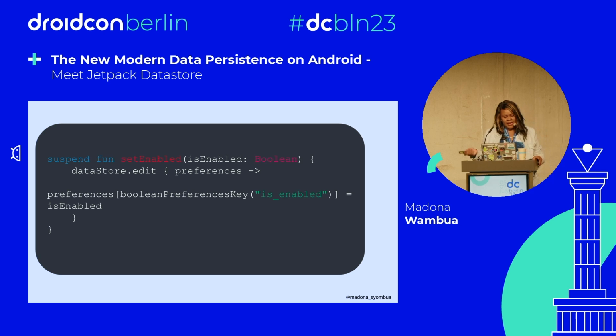Here we use the edit function of the data store object to get a preference editor object, which we use to modify the preferences object. Then you see we use the boolean preference key function to get the preference key Boolean object corresponding to isEnabled, and we set its value now to the parameter isEnabled.